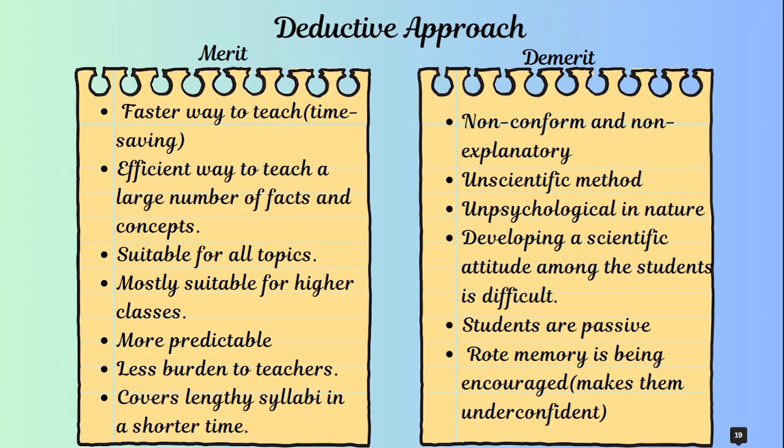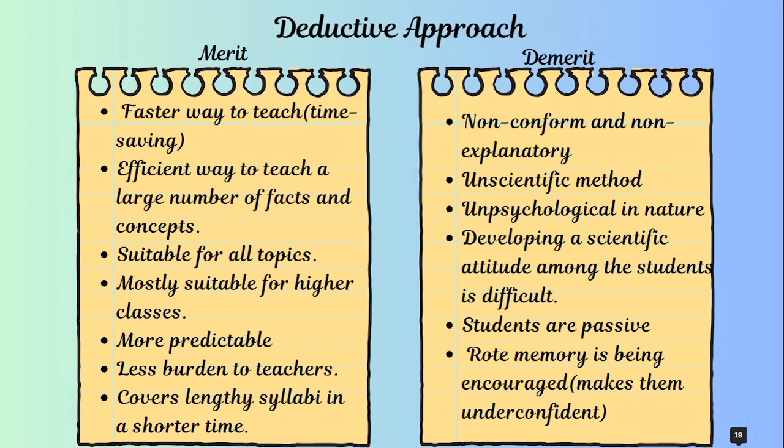So next let's see the demerits of the deductive approach. So this deductive approach is non-conforming and non-explanatory. Okay, why? Because the teacher only explains and gives the idea about the concept which is pre-existing. Okay, and it is an unscientific method and unpsychological in nature. Why unpsychological? Because the students have no or very little participation in this method, so most of the time they do not understand things.